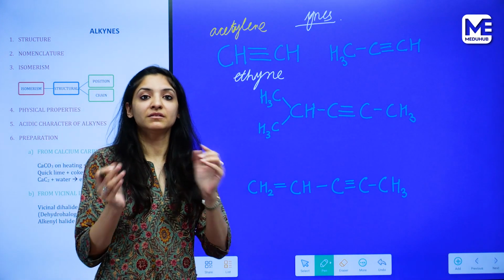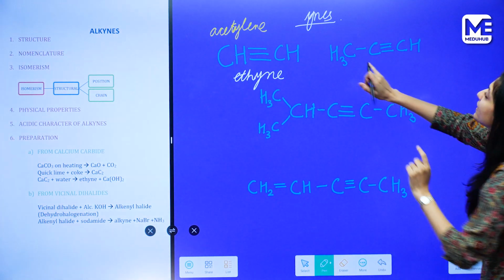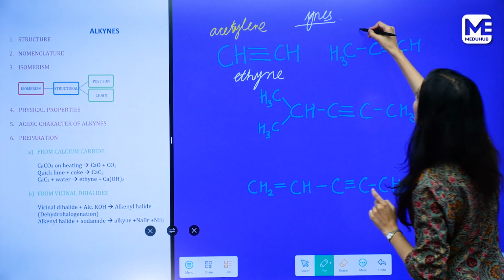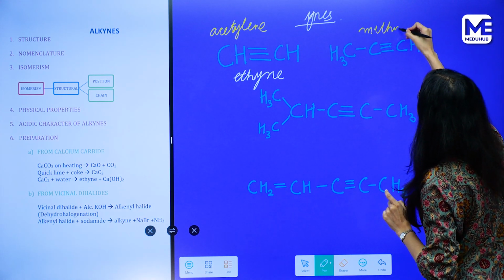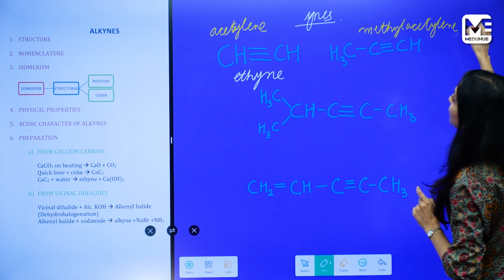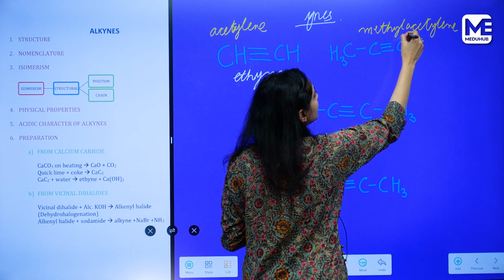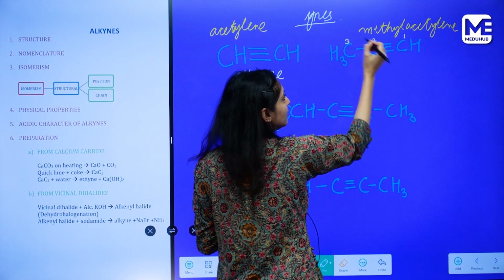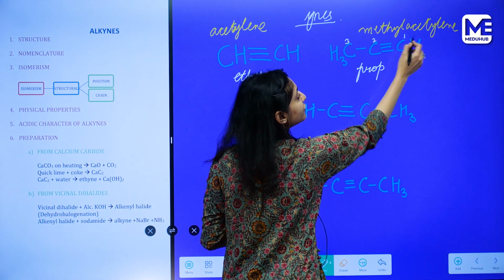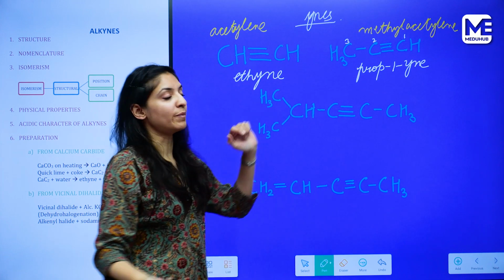And in the simple system of nomenclature, like the common system of nomenclature, this compound here with 3 carbons can also be called a methyl derivative of acetylene. So we can call it methyl acetylene. But according to the IUPAC nomenclature, what do we do? We find the longest carbon chain and number it 1, 2, 3. 3 carbons, so it's a propyne, but the triple bond is at the first carbon. So prop-1-yne or propyne.